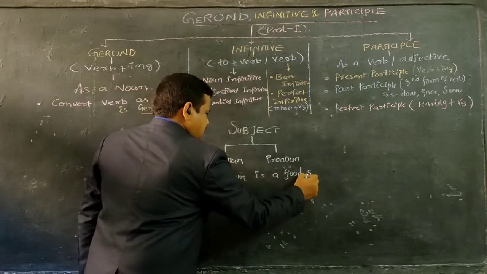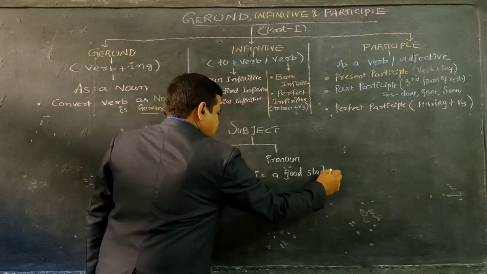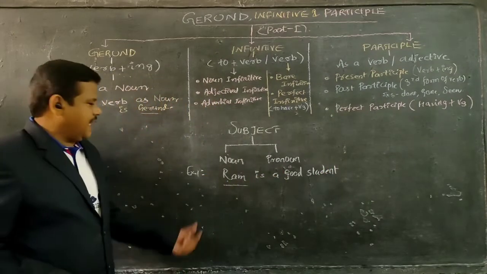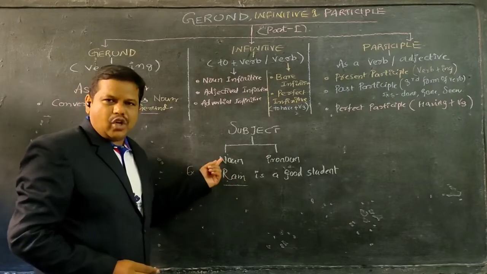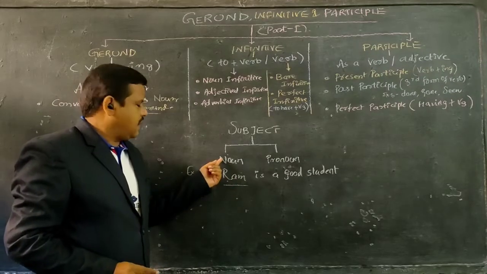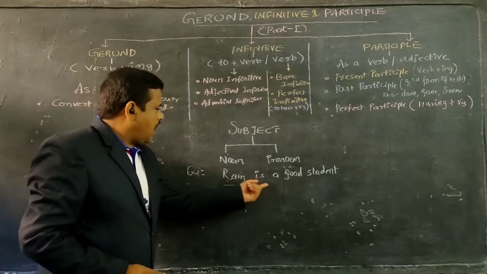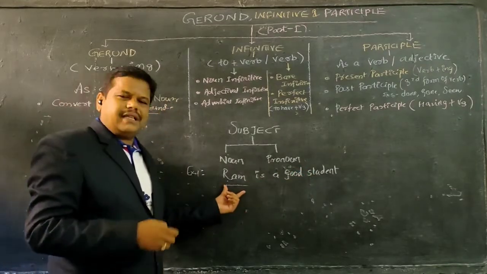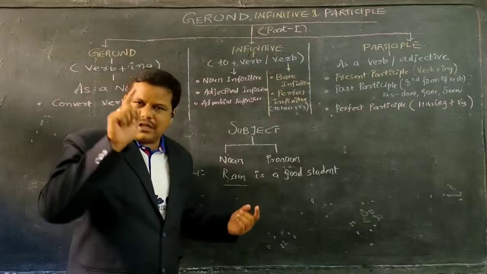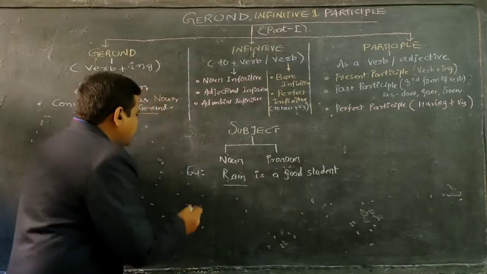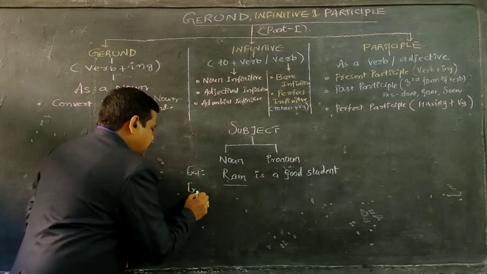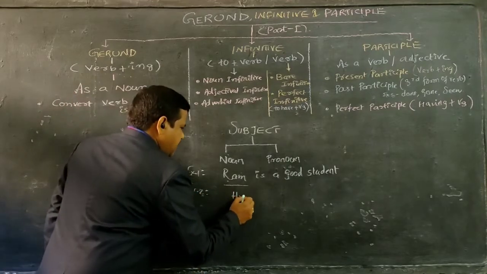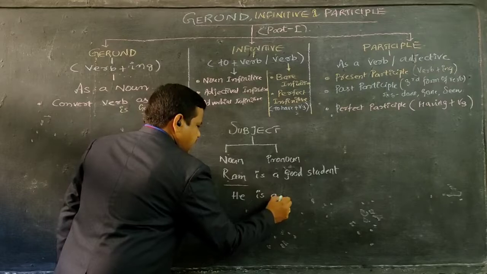Now, in this sentence, which is the subject part? The first part of the sentence is the subject, that is Ram. Directly I am taking a noun as the subject. We are showing the quality of Ram as a good student. Let us take another example, example number 2: He is a bright student.